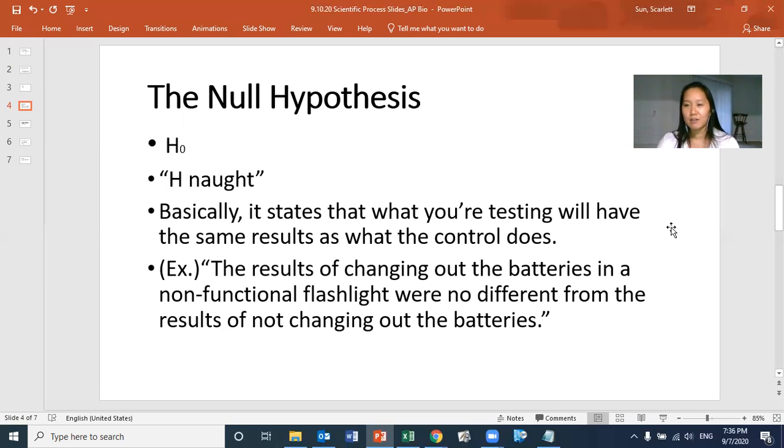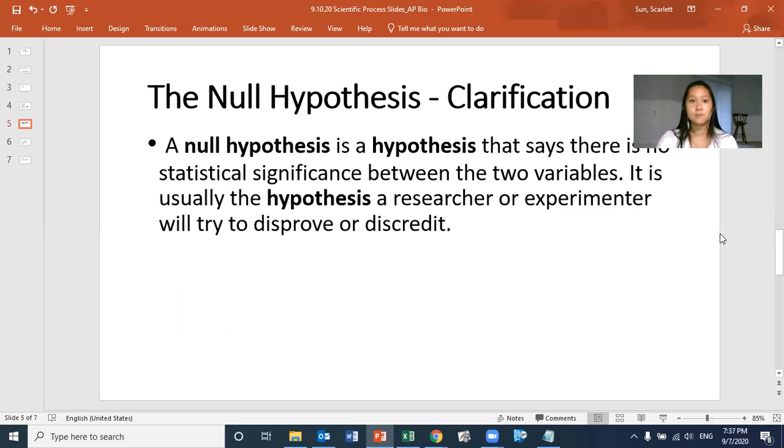There's a lot of other scenarios that you can work with on a flashlight. Sometimes it's the bulb, sometimes it's the batteries being flipped around, or maybe it's because one of the ends of the electrical connection of metal to metal is blocked, right? But a null hypothesis is always saying there's going to be no difference between what you change and what was originally the case, or what the control is, okay? So this is kind of off of Google. A null hypothesis is a hypothesis that says there is no statistical significance between the two variables.